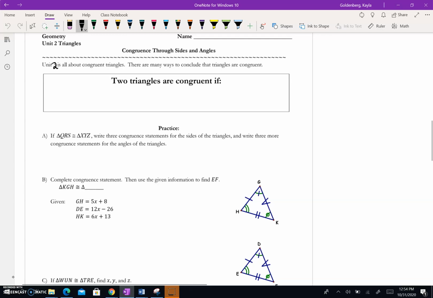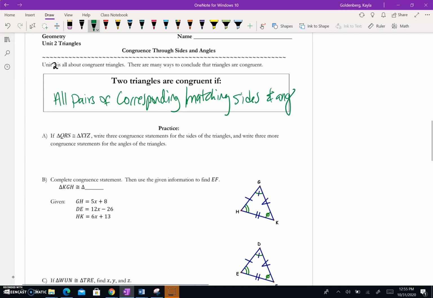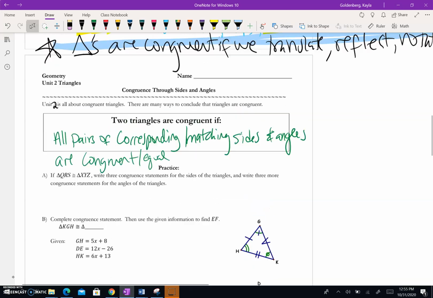There are many ways to conclude triangles are congruent. The way we're going to be focusing on here is same kind of idea from the last video. They're congruent if all pairs of corresponding, or matching is like another word to describe that, matching sides and angles are congruent. And remember, congruent's a fancy word for equal. So all the matching sides and angles have to be the same.